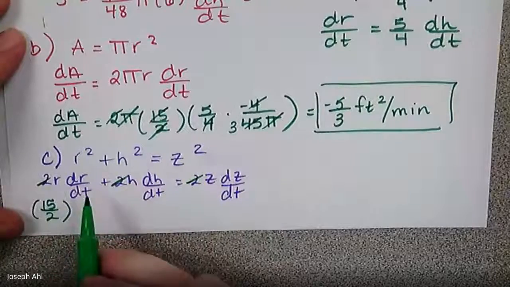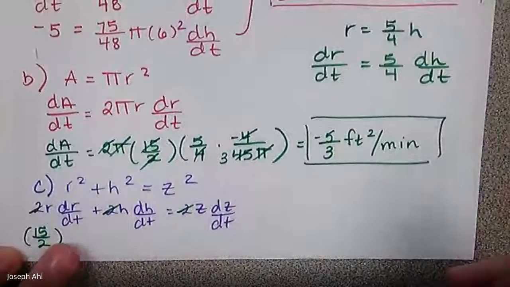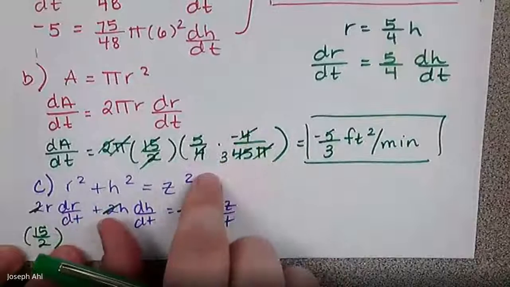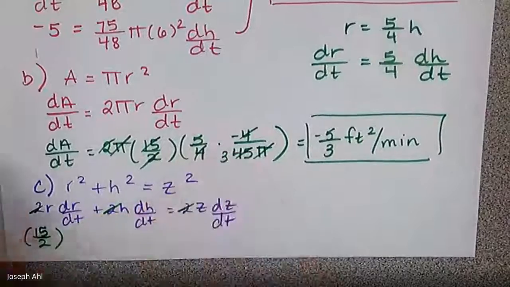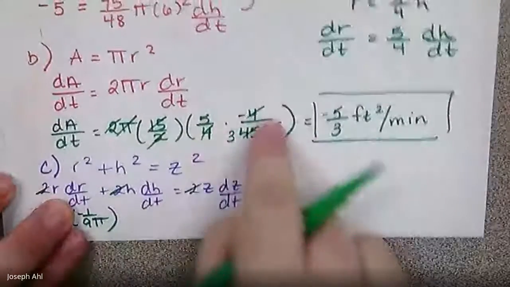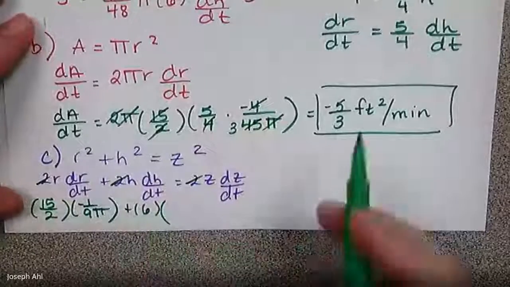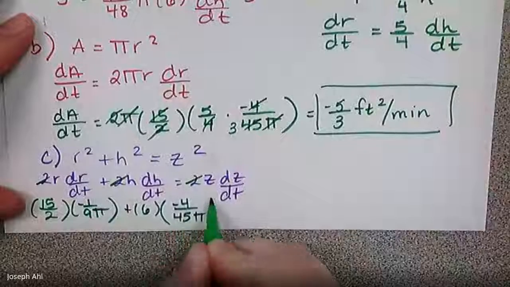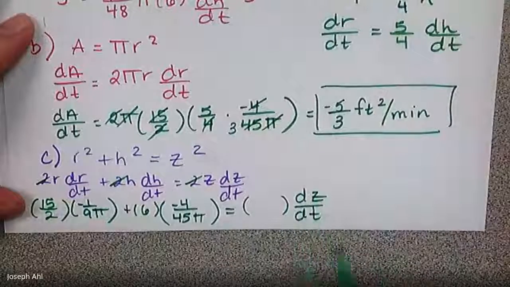dr/dt we just found a second ago was this value right here, right? So what would that have simplified to with the 4's canceling out? dr/dt would reduce to negative 1 over 9π. Okay, so that was just looking at this part of dr/dt right here, plus h, which is 6, times dh/dt. dh/dt we found earlier is negative 4 over 45π. So we have to find z, which we can do pretty easily. And then we would divide that over to the other side.